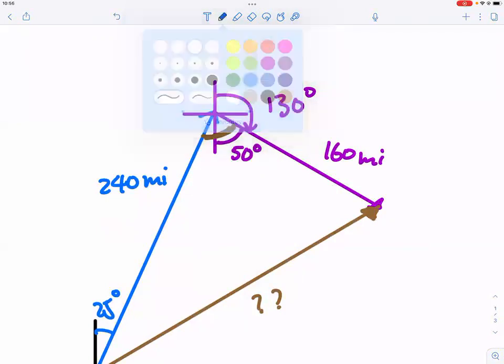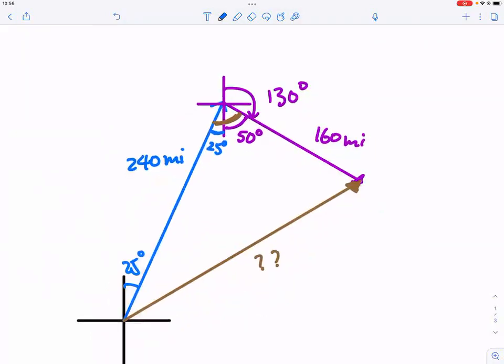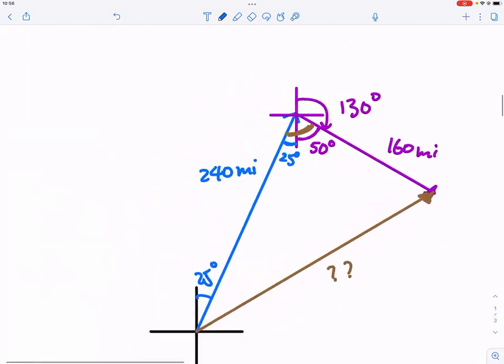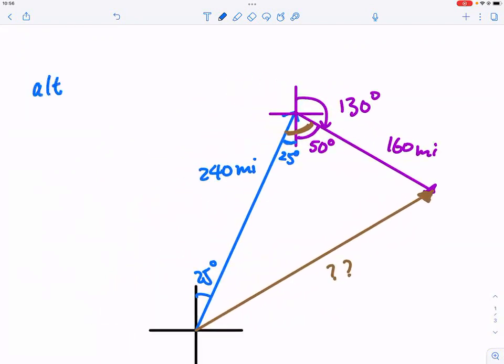So the other part, this part is 25 degrees. You know why this is 25 degrees? Do you remember this thing called the alternate interior angles with two parallel lines? Like this is a parallel line right here, and this is a parallel line right here. So they are parallel to each other. Therefore, you got 25 degrees right there.